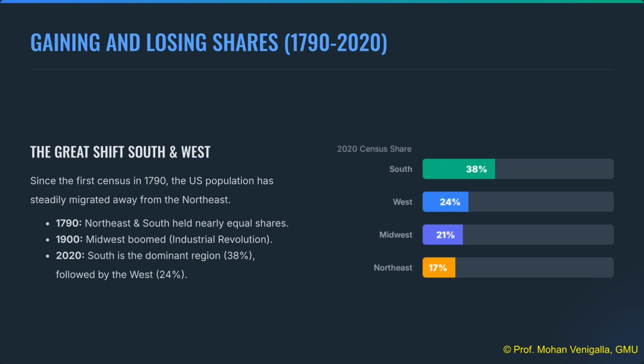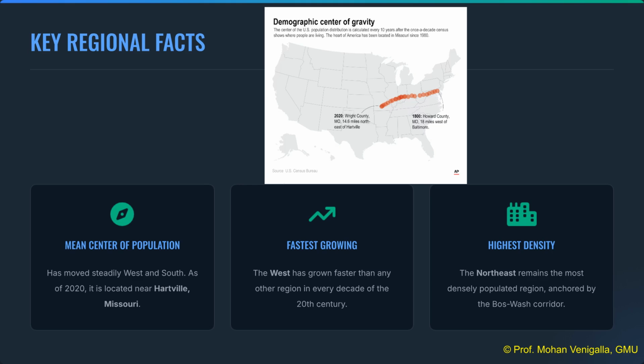Since 1790, the U.S. population has steadily migrated away from the Northeast. In the 1900s, thanks to the Industrial Revolution, the Midwest boomed. By 2020, the South was the dominant region, holding 38% of the census share. Key regional facts show the mean center of population has moved steadily west and south. The West has been the fastest-growing region, while the Northeast maintains the highest density.